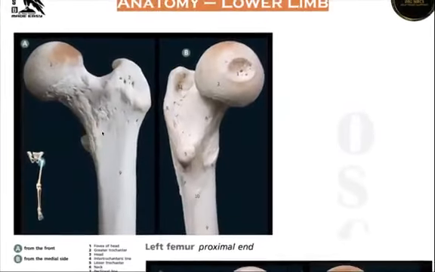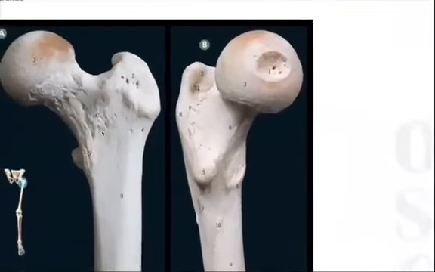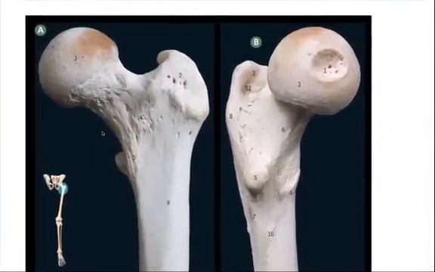The next bone we have to talk about is the femur. In picture A, this is the posterior view. Which femur is this, right or left? This is the left femur. Why is this left, right?